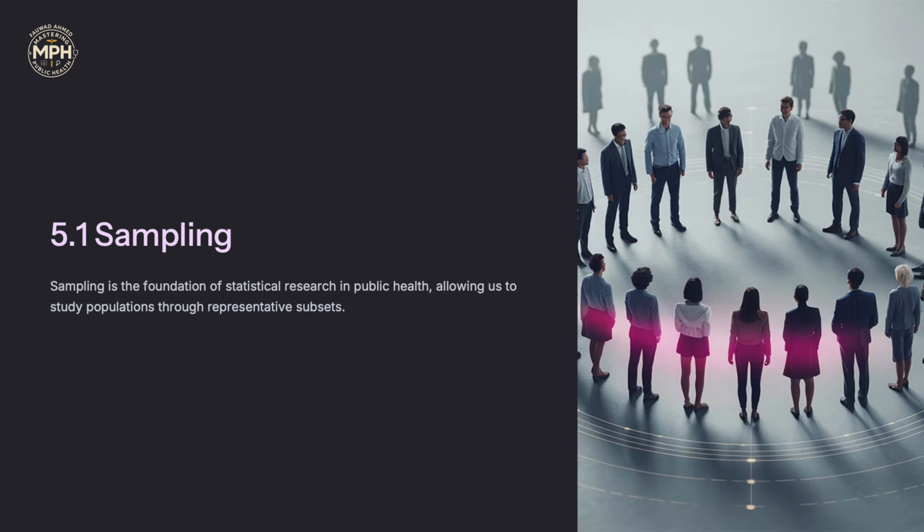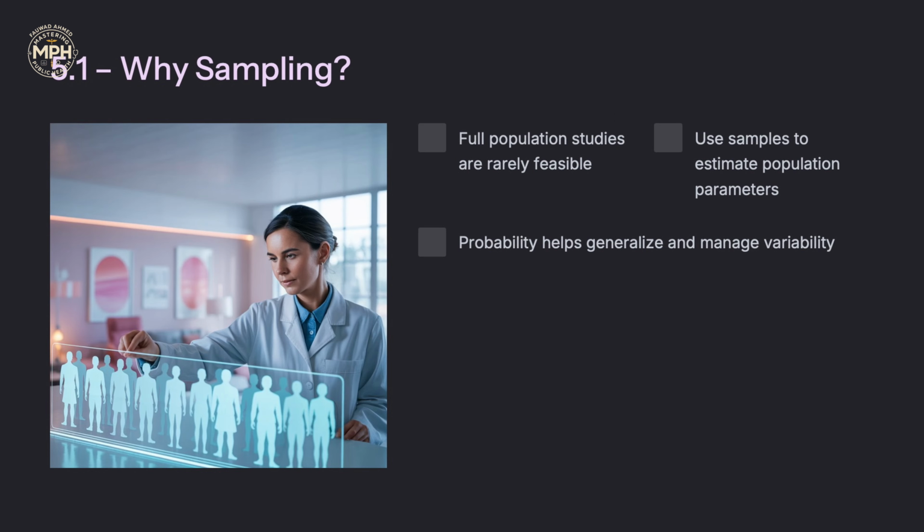First is sampling. We rarely collect data from an entire population. Instead, we study a sample, a smaller group, and use probability to infer what's true for the whole. This introduces the idea of sampling variability. Different samples may give different results. Probability helps us measure how likely it is that our sample reflects the truth.